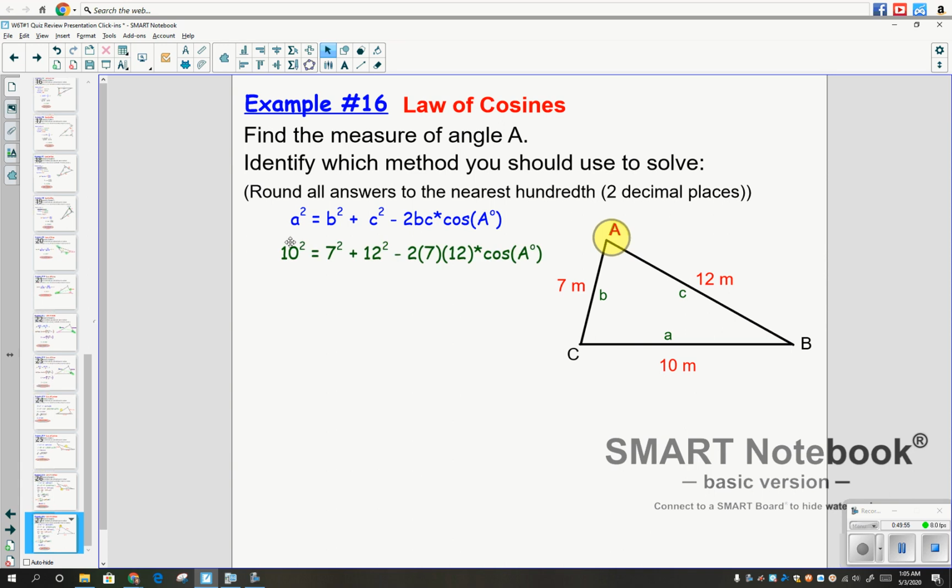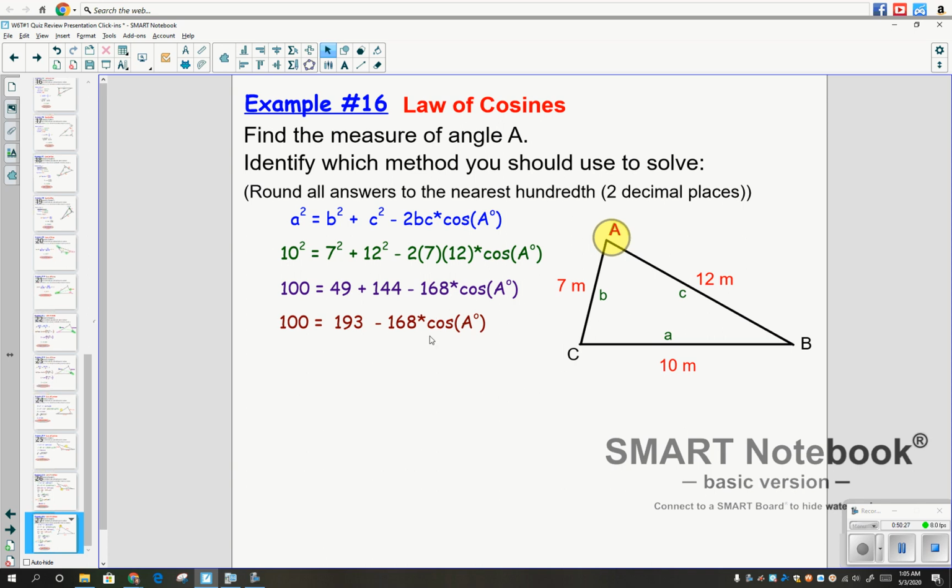Put in my numbers. A is 10, B is 7, C is 12. So 10 squared equals 7 squared plus 12 squared minus 2 times 7 times 12 times cosine of A. Square all the numbers. Combining like terms. Remember, the only terms I can combine are 49 and 144, which combine to be 193, because 168 here is being multiplied by cosine of A, so it's not a like term.